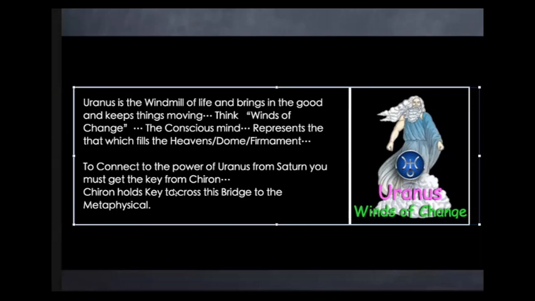Uranus is the windmill of life and brings in the good and keeps things moving. Think winds of change. The conscious mind represents that which fills the heavens, dome, firmament. To connect to the power of Uranus from Saturn, you must get the key from Chiron. Chiron holds the key to cross this bridge to the metaphysical. Thank you. Exactly.